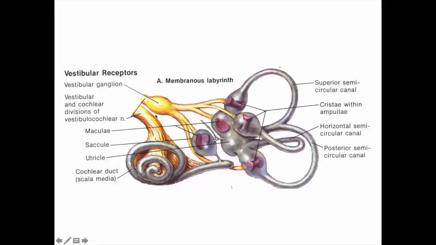Here we can see the vestibular receptors which have been shown in the form of a cut portion or a section. So we have the 3 ampullae where we have the receptors, which are the crista, and we have also receptors of the utricle and the saccule seen here, and the 2 divisions of the cranial nerve, the vestibular ganglion. That part which goes to the audition is the cochlear division. This is the vestibular division.